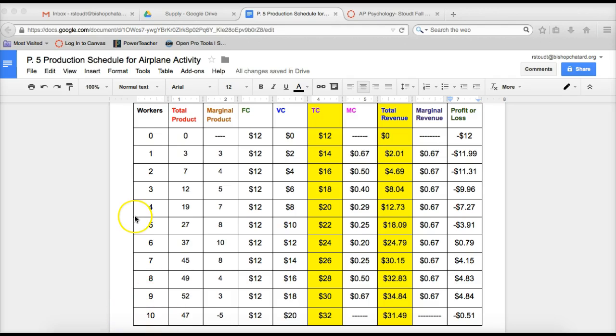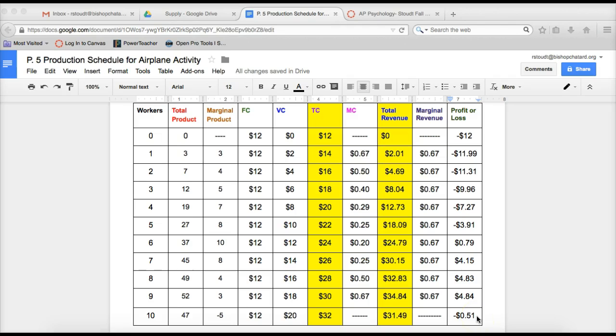So we left off with 4 workers. At 4 workers, you should have a loss of $7.27. At 5 workers, you should have a loss of $3.91. At 6 workers, woohoo, we're making money, 79 cents. At 7 workers, we have a profit of $4.15. At 8 workers, we have a profit of $4.83. At 9 workers, we have a profit of $4.84. And at 10 workers, we have a loss of 51 cents.